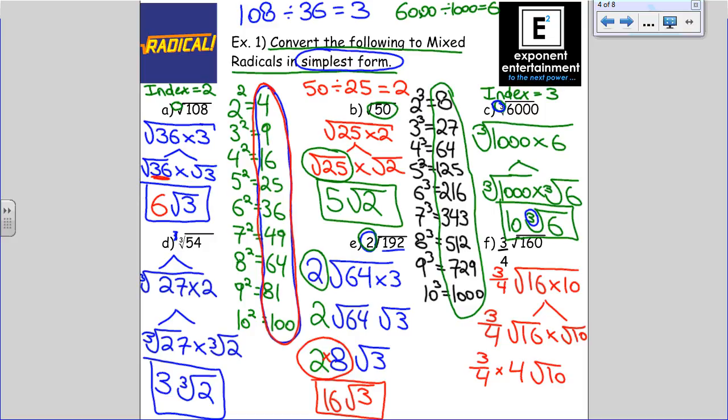Now we have 2 coefficients. We have 3 over 4. We have 4. We need to multiply those together. To do that, in your calculator, you go 3 divided by 4, and you hit enter. And then you go times 4, and you hit enter. And you'll find that it equals 3, and the root 10 is the exact same. So 3 divided by 4 times 4 equals 3.